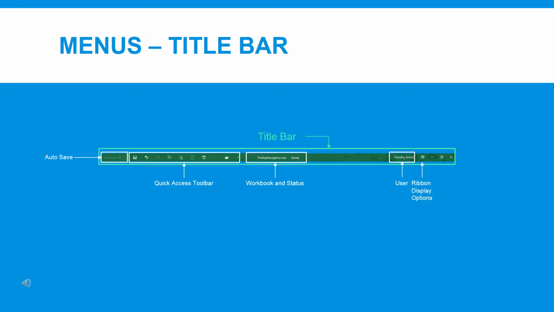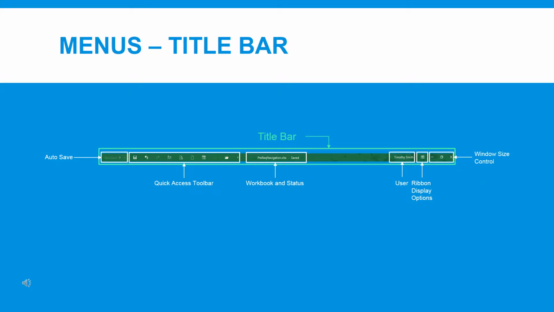We have our ribbon display options. Now you can auto hide the display. Control F1 combined is the shortcut to toggle this on and off. You can also just show the tabs. Looks like the old menu system. Or you can show commands, and you're back to the full view with all commands.